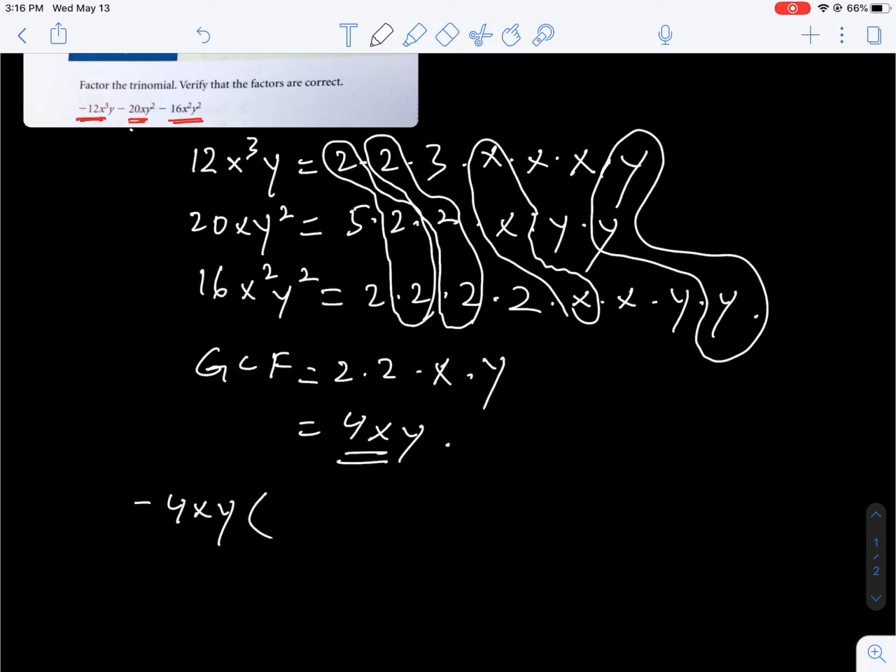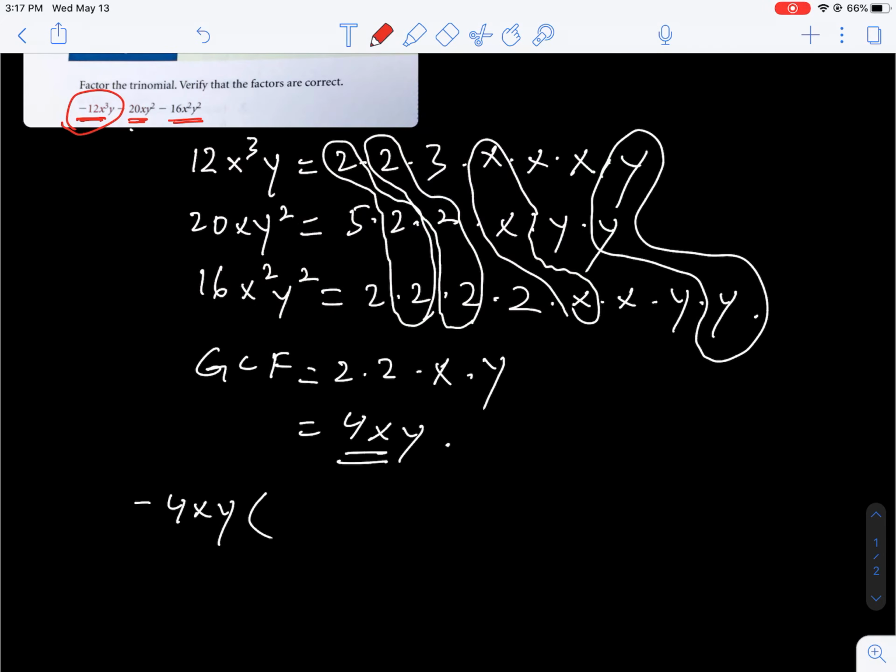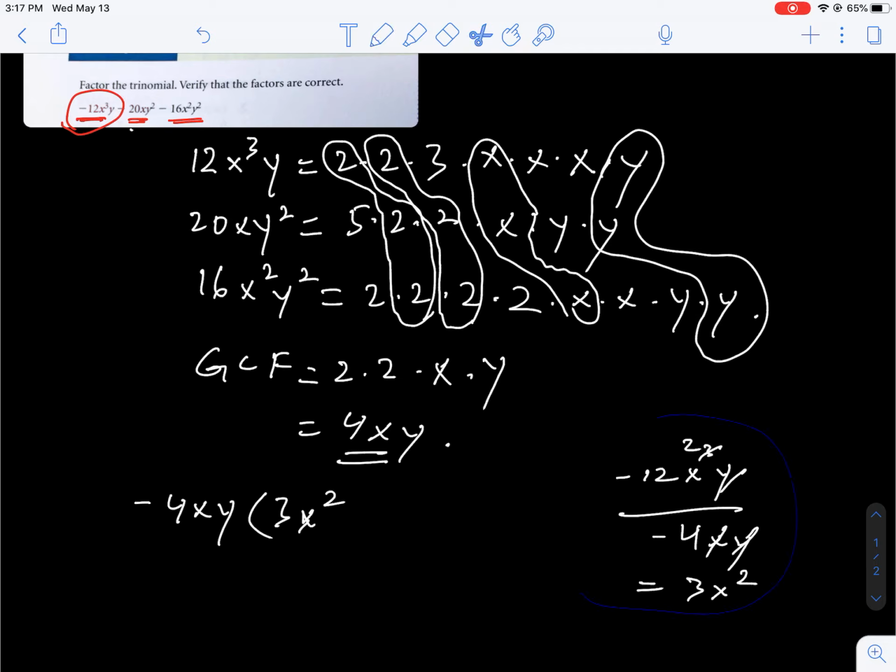What I'll do is I'll take up the first term, which is minus 12x cubed y, which means there are 3 x's and a y, and divide by minus 4xy. So 12 divided by 4 is 3. X will cancel with 1 x, and we will have x squared. Y will cancel with y, so it will be 3x squared. And now I'll get rid of these calculations.